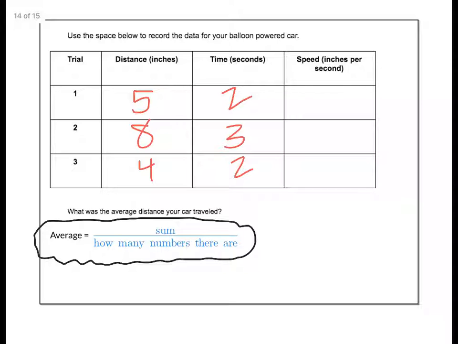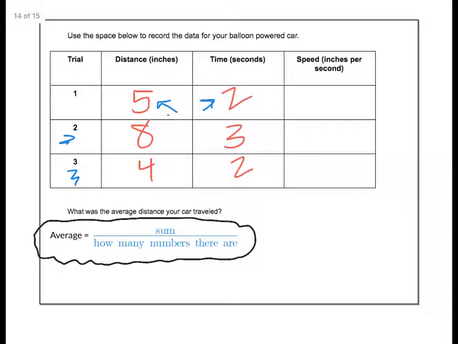So for my first trial, when I first tested out my car, it went 5 inches. So I measured that, and it took 2 seconds. At that part, you could either watch the clock or let Mrs. Tomsky know you're going to take out a cell phone to help with it. Okay, that's what happened the first time. The second time I tried my car, it went 8 inches in 3 seconds. And in my third trial, it went 4 inches in about 2 seconds.